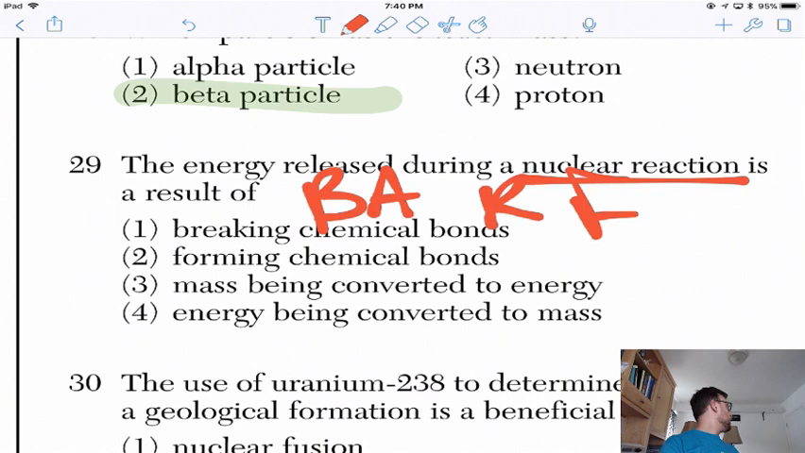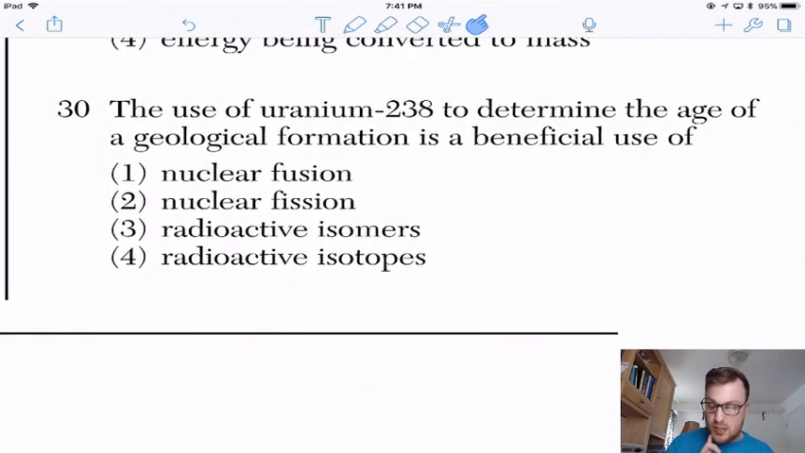Nuclear reactions are all about taking small amounts of matter and converting it into large amounts of energy. Think about fission and fusion. I'm sure your teachers talked about the atomic bombs. They were just using that small amount of matter and creating a whole lot of energy from it. Nuclear power plants do the same thing.